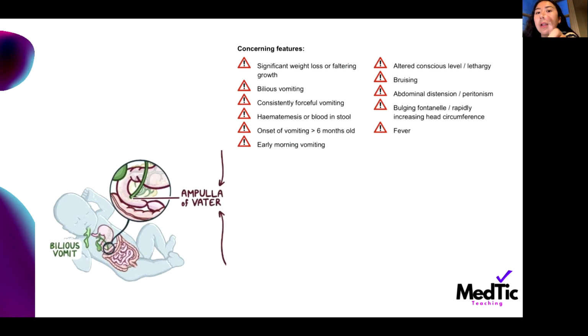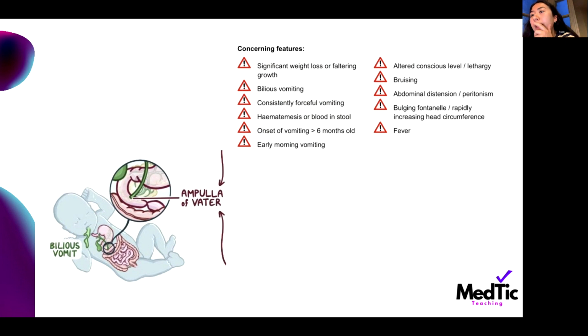And here as well are some key concerning features. So if you see these in the history, just think, right, something's not right here. This is not just a simple regurgitation after food that's harmless. There's something pathological going on here.